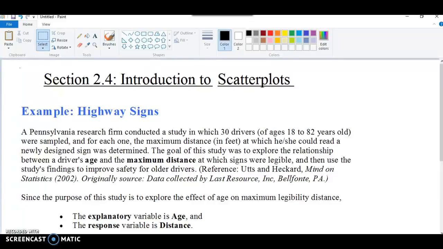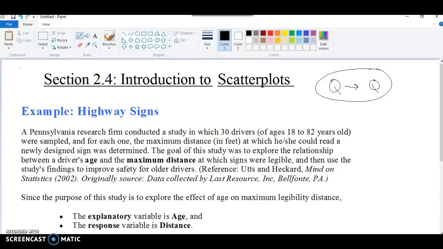The whole idea here is we're looking for relationships between two variables. When you have a quantitative explanatory variable and a quantitative response variable, then you can show this relationship with a scatterplot. And here's what scatterplots are all about. Let's start with an example.